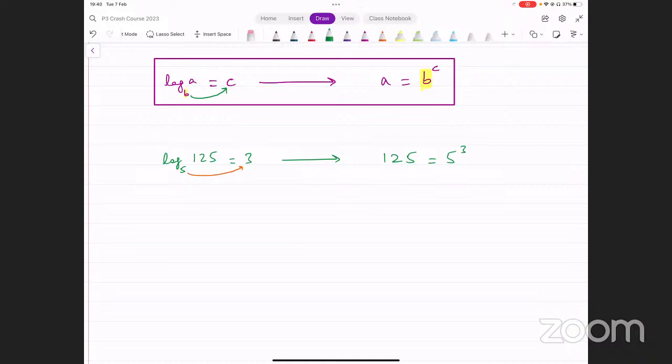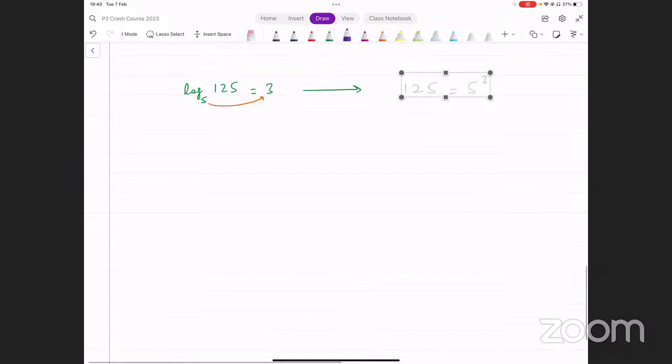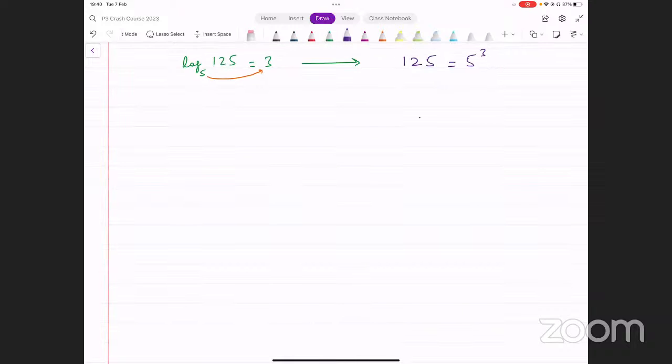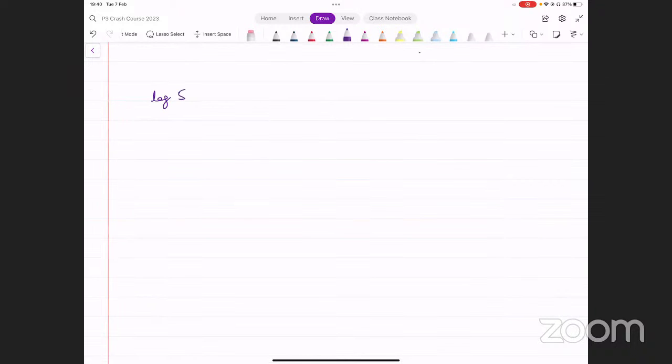Now, once you understand what this notation means, let's think about the values of these logs. Log of 5 with base 5. What would that be equal to? So you're asking yourself, what power of 5 is going to give you 5? Well, power 1, that is going to give you 5, right? Similarly, if you have log of 7 with base 7, what power of 7 gives you 7? 1 again.